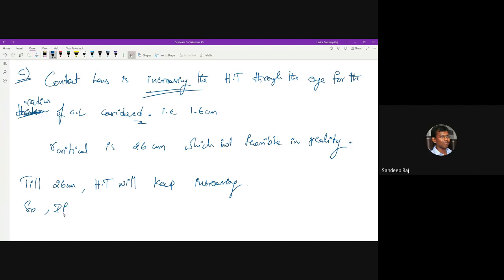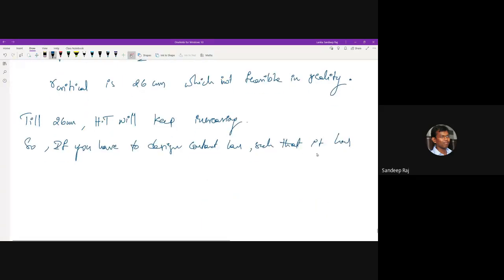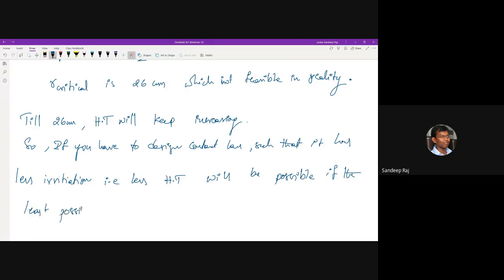So, if you have to design a contact lens such that it has less irritation, that is, less heat transfer, the least possible radius or thickness has to be designed for the contact lens. Is it clear?